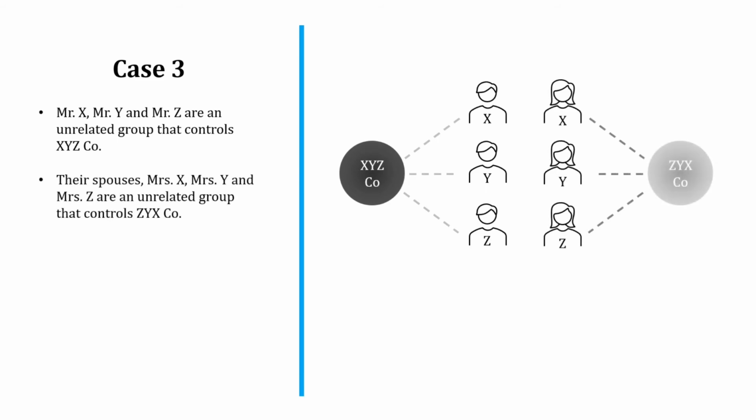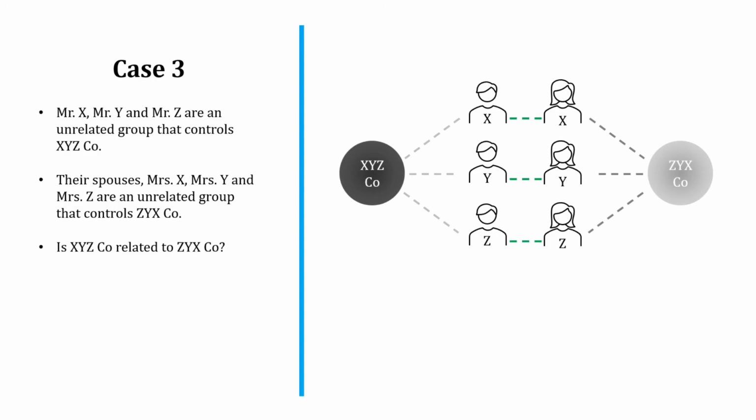Their spouses, Mrs. X, Mrs. Y, and Mrs. Z, are an unrelated group that controls ZYX Co. And once again, we are not given their individual percentages, but we know as a group, they have control of ZYX Co. And while Mr. X, Y, and Z are not related to one another, and Mrs. X, Y, and Z are not related to one another, the spouses are related to one another. And now that we've finished the picture, the question is: is XYZ Co related to ZYX Co?